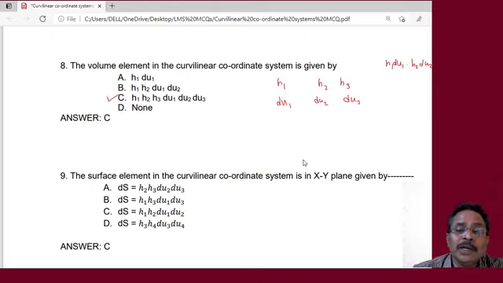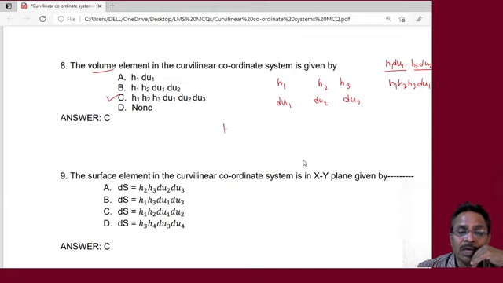So the volume element is the product h1, h2, h3, and then finally du1, du2, du3, because a single length element is this, either in the u1 direction, u2 direction, or u3 direction, and the product of all these three gives you the volume in the curvilinear coordinate system. So it is a product of h1, h2, h3 multiplied by du1, du2, du3.